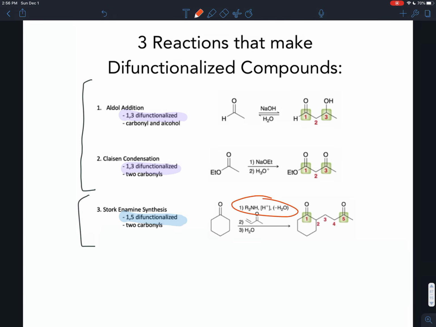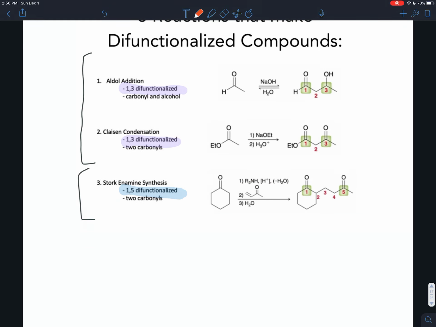So we're going to use an amine as the first step. We'll have water to hydrolyze as the last step, and then in the middle we'll have that alpha-beta unsaturated aldehyde or ketone.